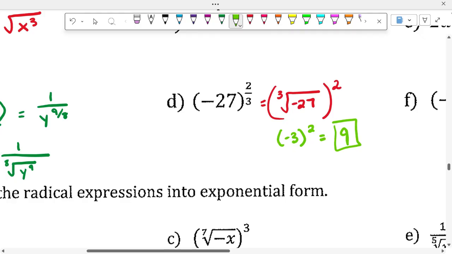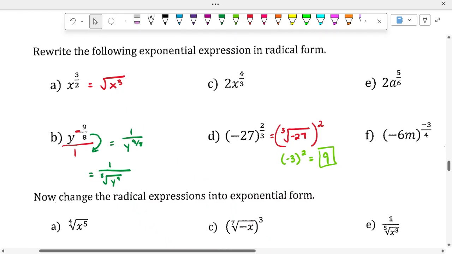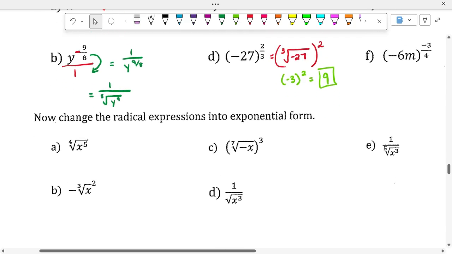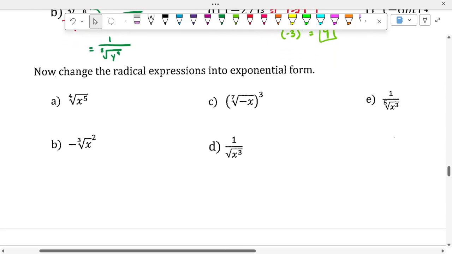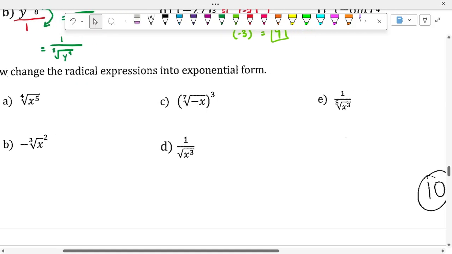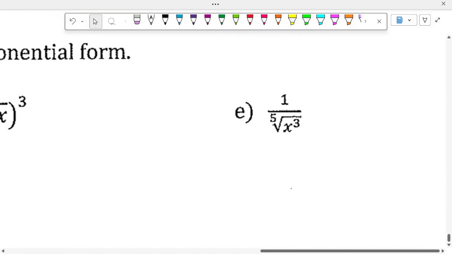So that's simplified. All right, does everyone follow how that works? Yes, no, maybe? All right. Now, I'm really only going to do the hard ones for this one. So specifically, let's look at E.